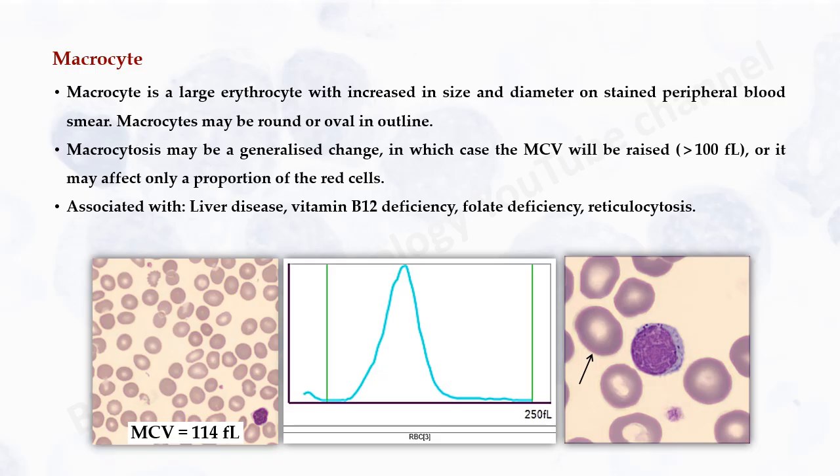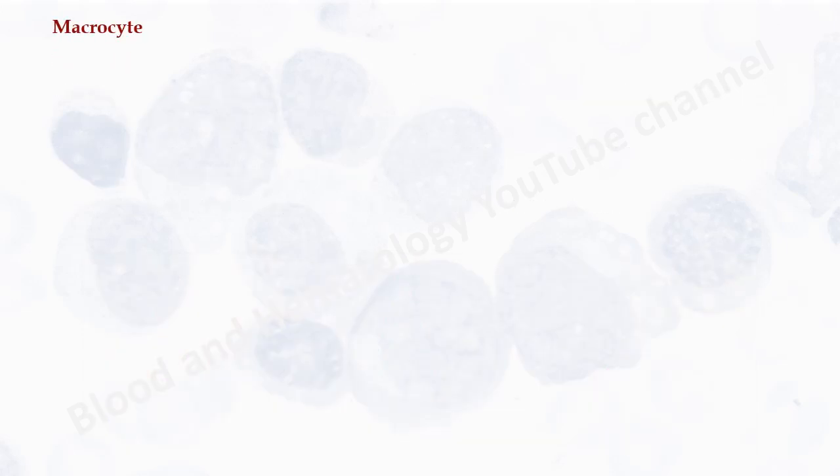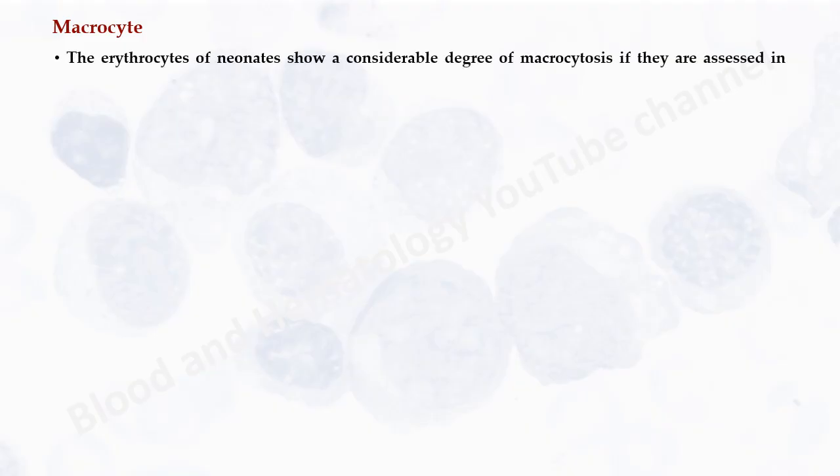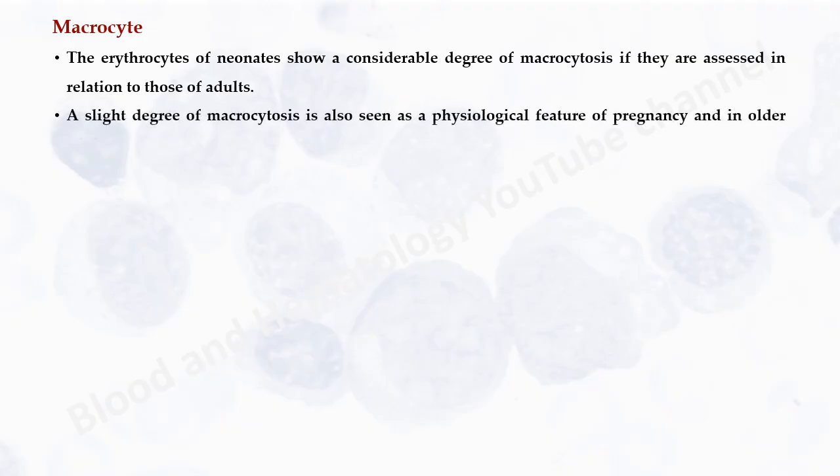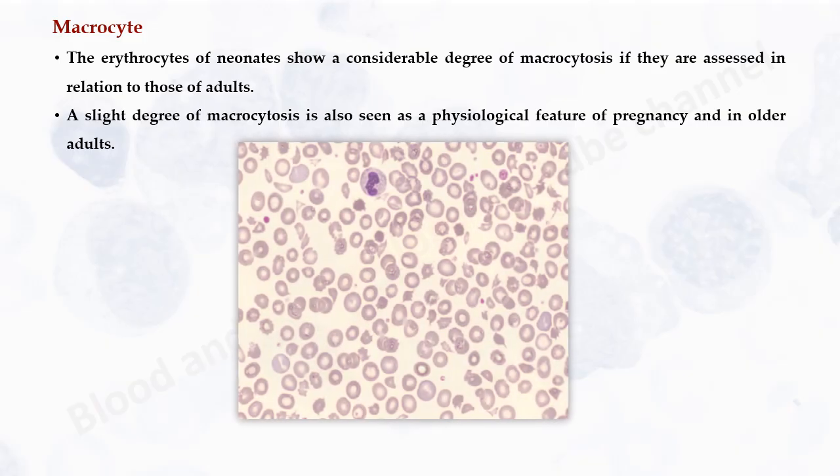Macrocytes are often associated with liver disease, vitamin B12 deficiency, folate deficiency, and reticulocytosis. The erythrocytes of neonates show a considerable degree of macrocytosis if they are assessed in relation to those of adults. A slight degree of macrocytosis is also seen as a physiological feature of pregnancy and in older adults.